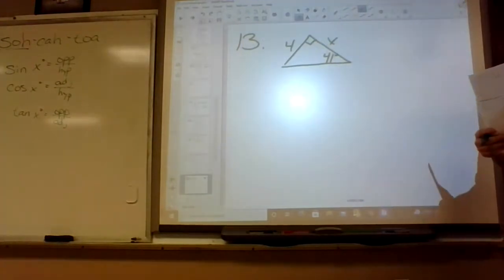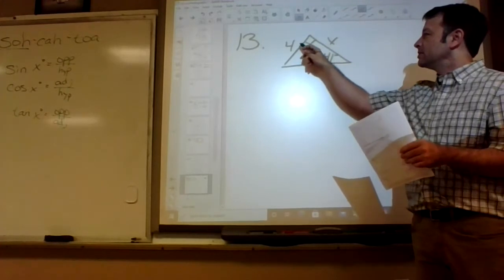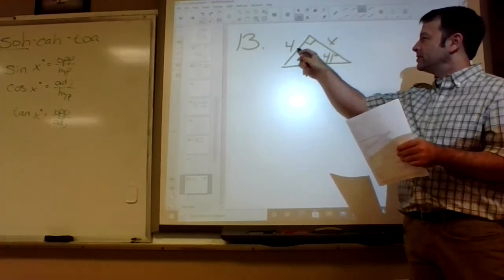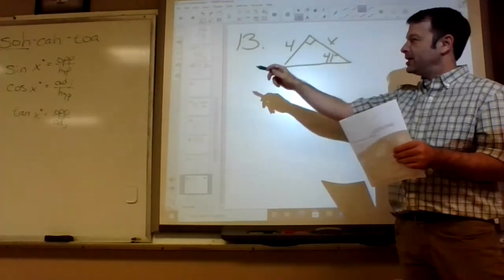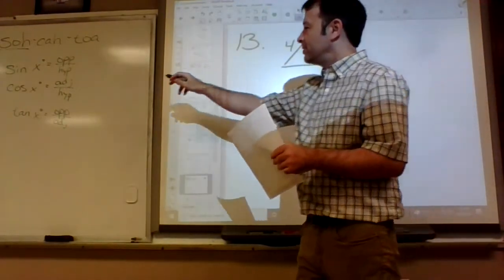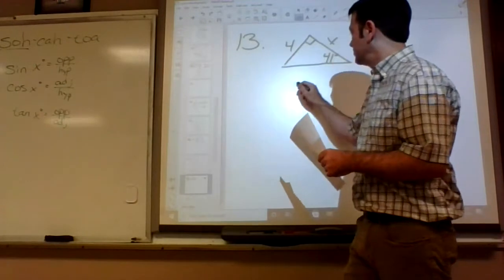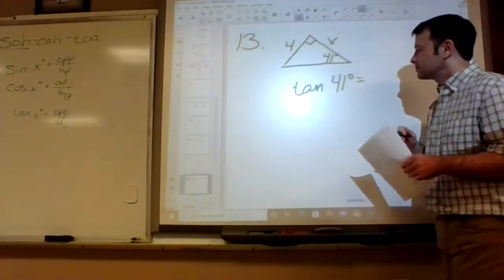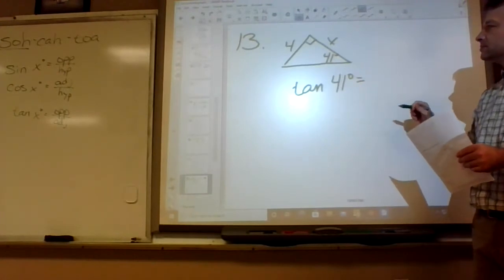On 13, relative to that angle, what two sides are we looking at? Hypotenuse is down here. Opposite and adjacent. That's tangent. So tangent of the angle. Tangent of 41 equals 4 over x.